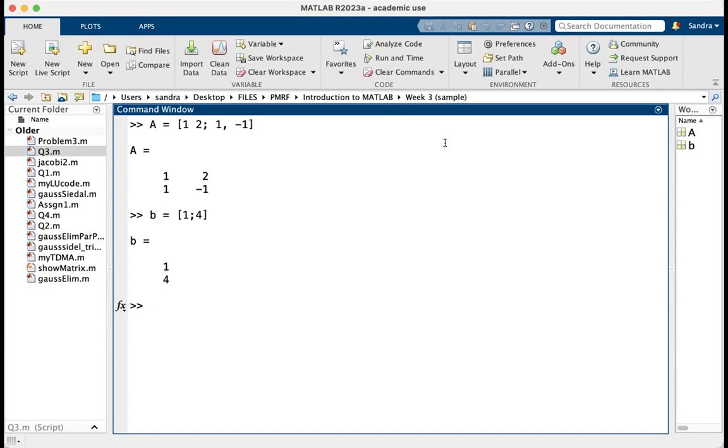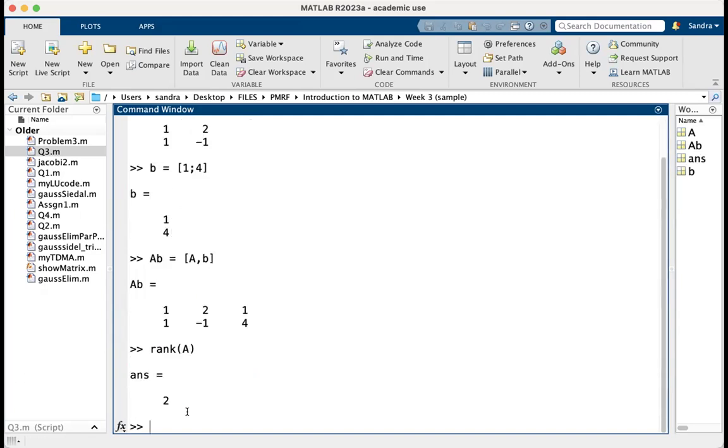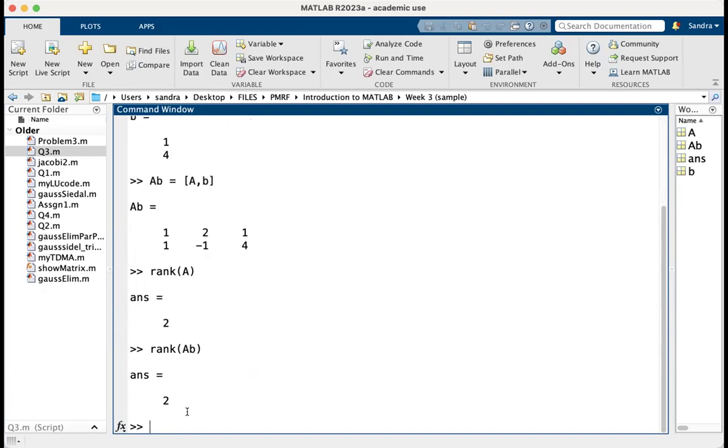Now this is the A matrix you have. Let's create an augmented matrix. I'm calling it AB, which is equal to A, comma, small b. You've got the augmented matrix. So this is the matrix and this is the augmented matrix. Now let me find the rank of A. Rank of A is 2. Now let me find the rank of AB. That is also equal to 2.